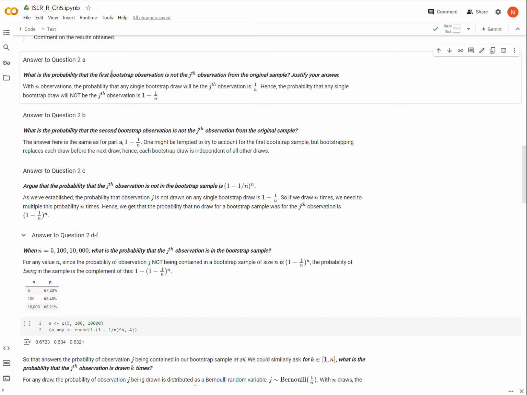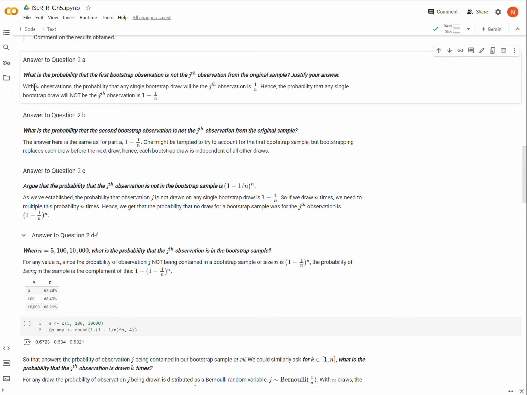Okay, so in other words, we have our sample data, and we're going to start bootstrapping. And so we're going to pull one of the observations to put into our bootstrap sample. Okay? And we want to know the probability that that drawn observation is not the jth observation, where j can be any one of the observations in the original sample. Okay.